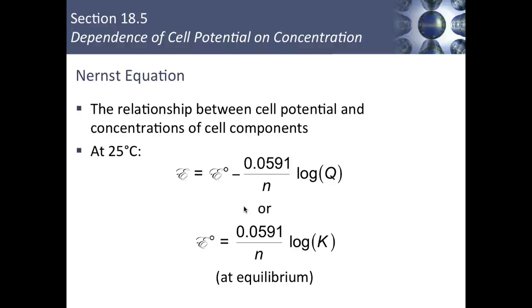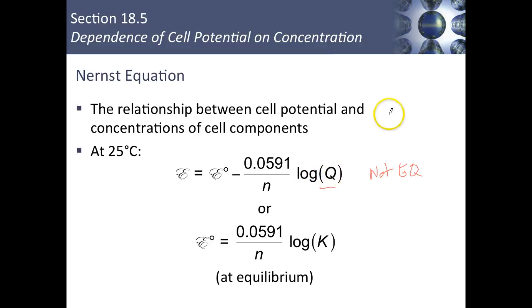So we look at it in two situations. The first situation is if we have a reaction that's not at equilibrium. I can tell that it's not at equilibrium because I see Q. So I'm going to put not EQ. If it's not at equilibrium, we're still going to use the information from our standard state, but we're going to subtract from it this value divided by the number of moles of electrons times the log of Q.